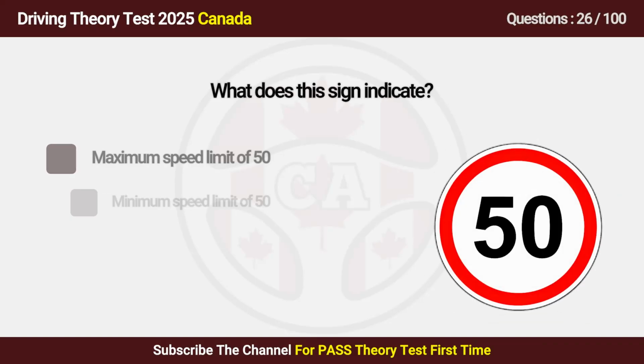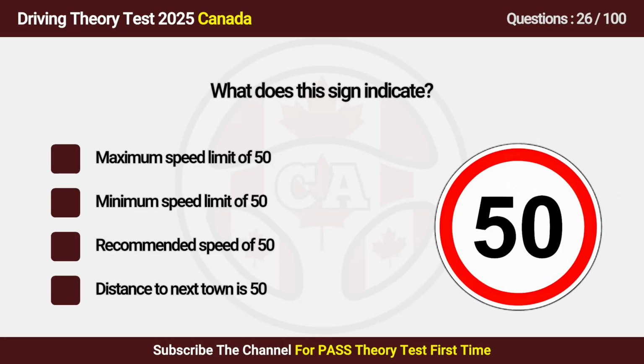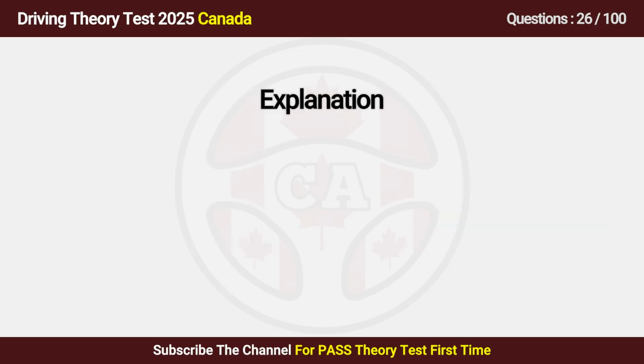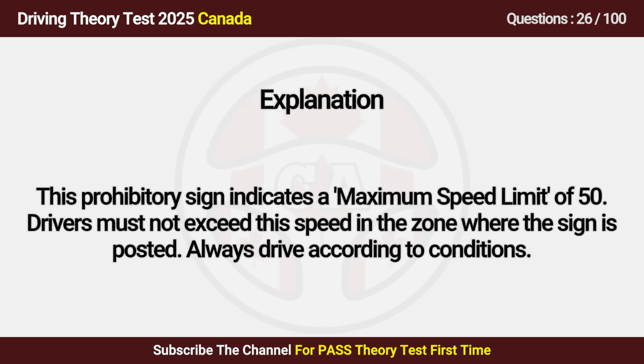Question 26. What does this sign indicate? A. Maximum speed limit of 50. B. Minimum speed limit of 50. C. Recommended speed of 50. D. Distance to next town is 50. Answer is A. Maximum speed limit of 50. This prohibitory sign indicates a maximum speed limit of 50. Drivers must not exceed this speed in the zone where the sign is posted. Always drive according to conditions.